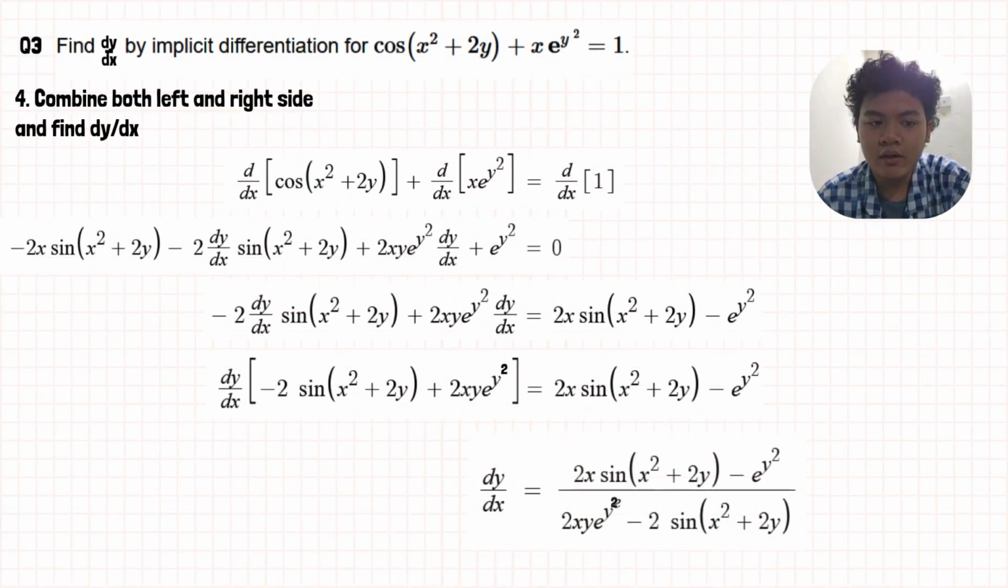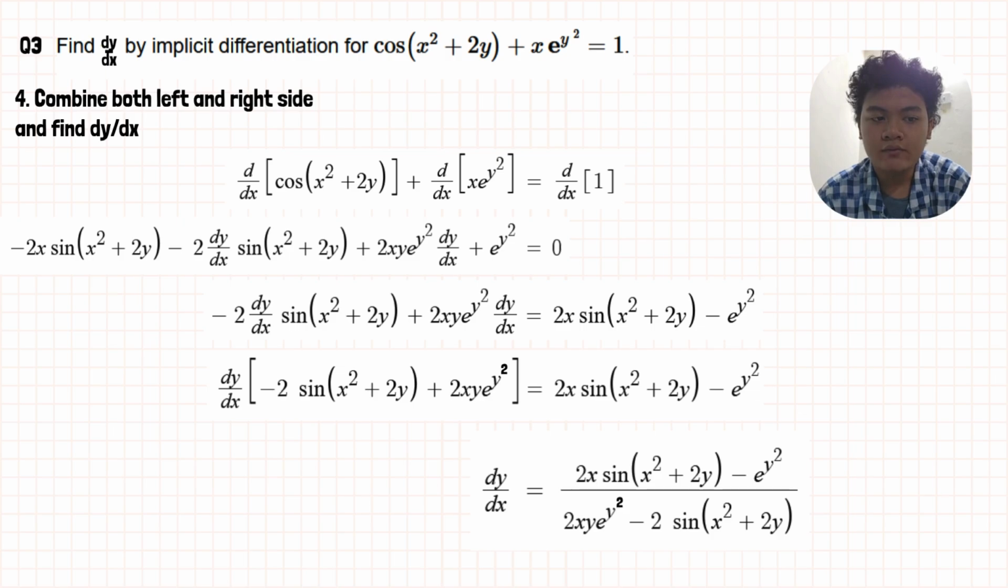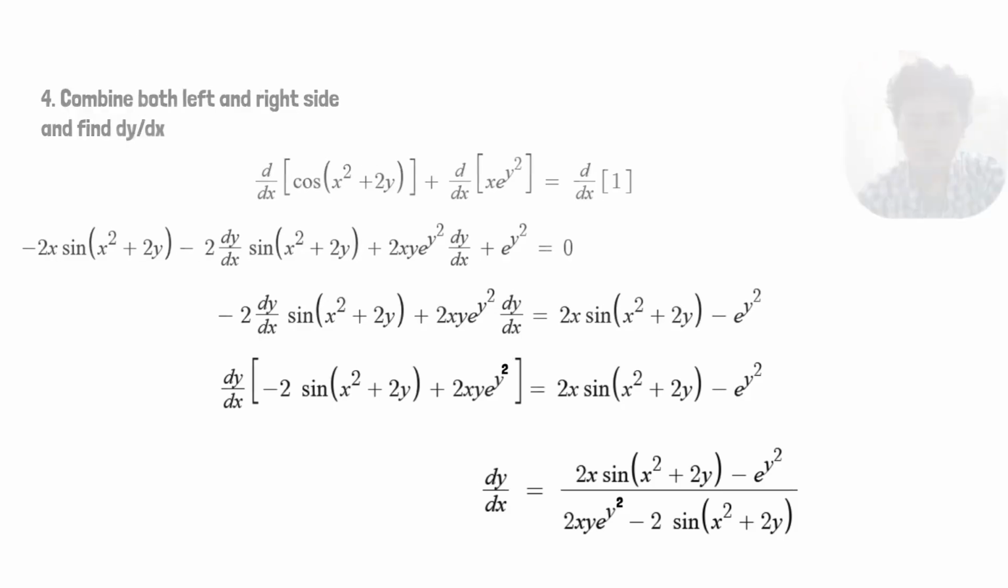Step 4, we combine both the left and right side and find the dy/dx. First, we group the terms that have the dy/dx on the left and the others on the right. After that, we can factorize the dy/dx term on the left side. Then, we can divide both sides to isolate dy/dx. And that's the final expression for the derivative dy/dx.